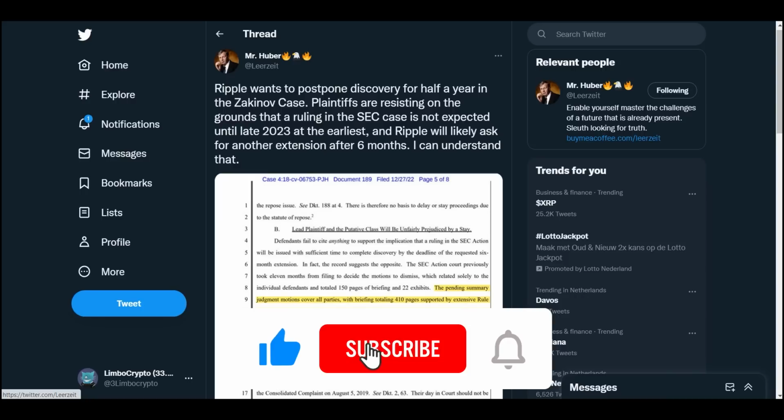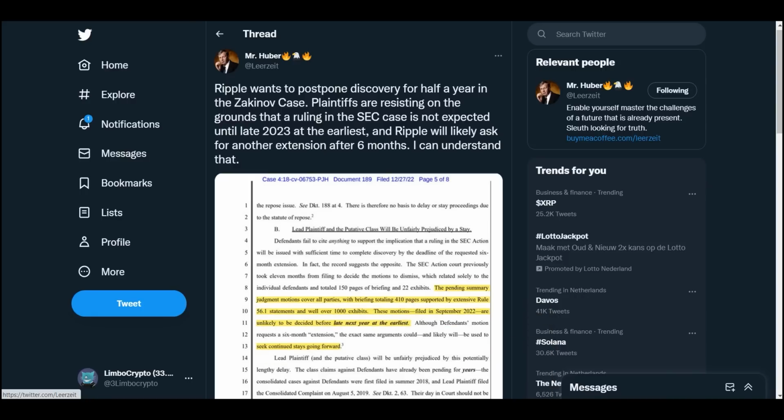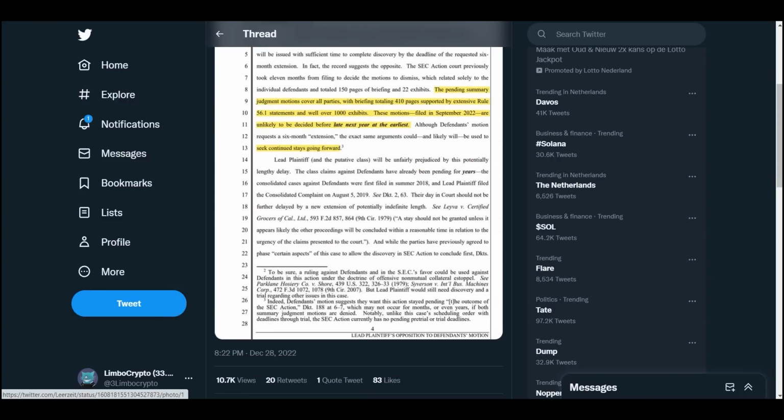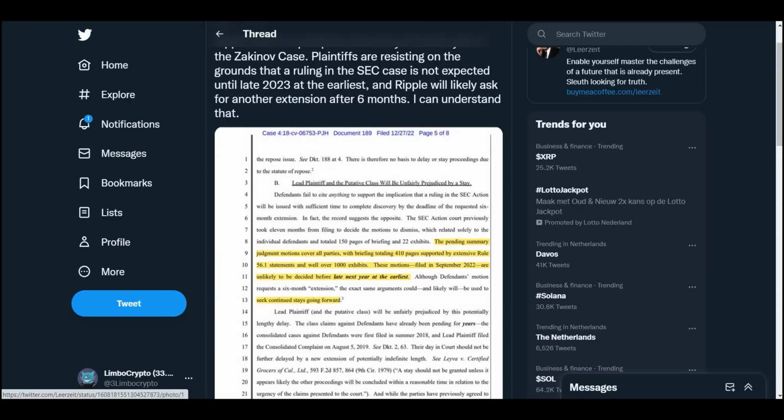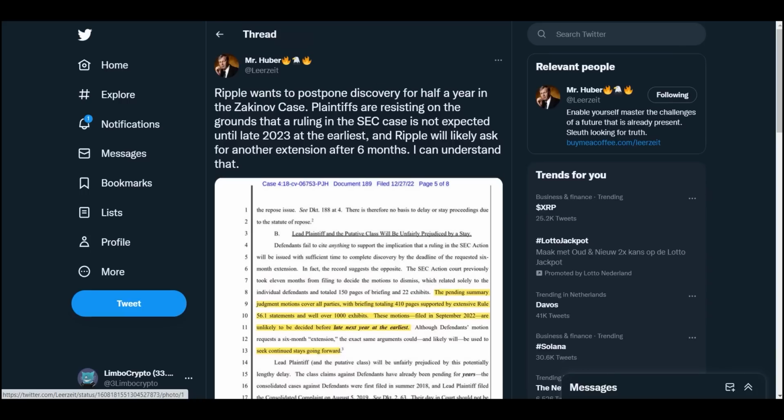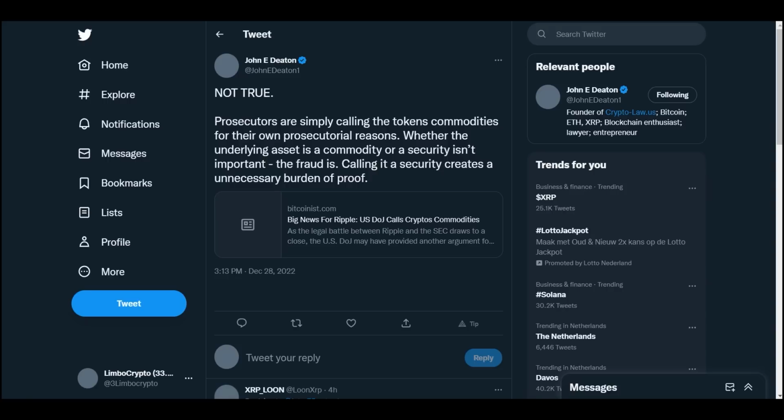Ripple wants to postpone discovery for half a year in the Zakharov case. Plaintiffs are resisting on the grounds that a ruling in the SEC case is not expected until late 2023 at the earliest, and Ripple will likely ask for another extension after 6 months. This is not very common, guys. This will not happen. Before March, we are going to be settled with this case. And I know that a lot of people have been saying that, but it's true. That's the date, guys. That's the maximum date that you will get. And the reason, because ISO 20022 will be fully upgraded. No way that they are still going to be in this lawsuit.